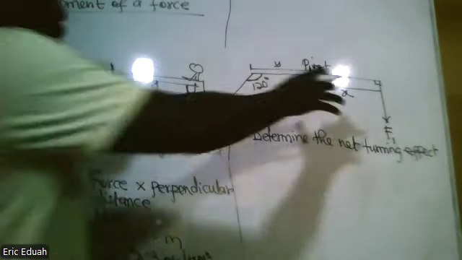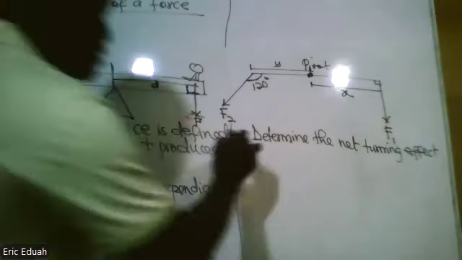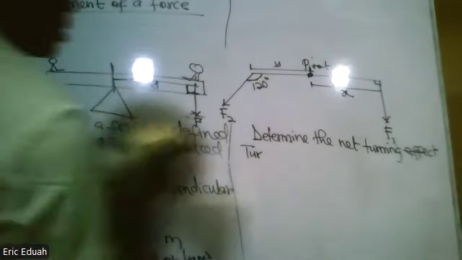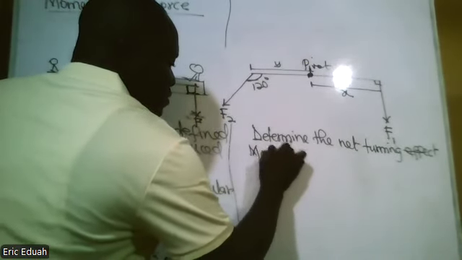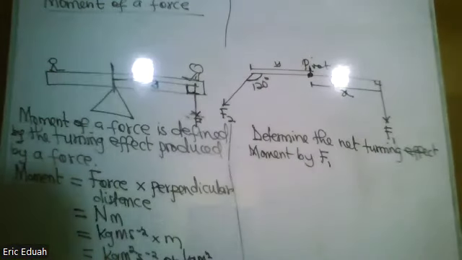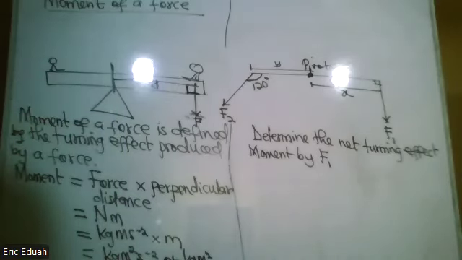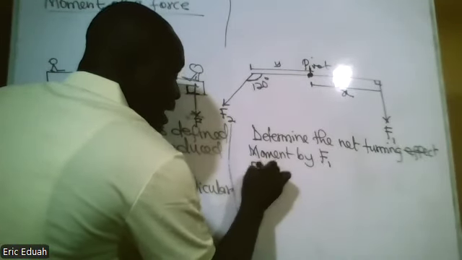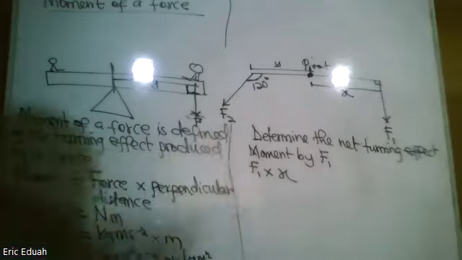So the turning effect produced by this force F1, or the moment, instead of using turning effect, the moment by F1. Moment is the product of the force and the perpendicular distance to the point or to the axis of rotation. So this would be F1 by X. That's the turning effect produced by F1.